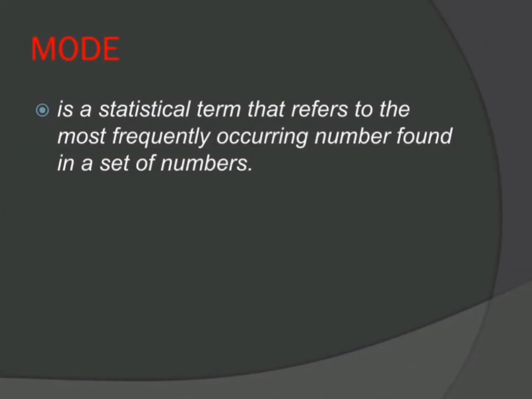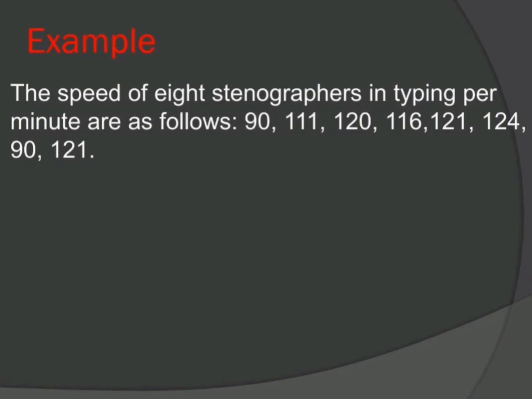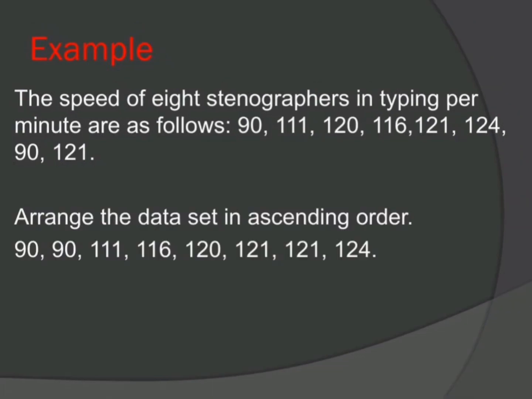Mode. Mode is a statistical term that refers to the most frequently occurring number found in a set of numbers. For example, the speed of 8 stenographers in typing per minute are as follows: 90, 111, 120, 116, 121, 124, 90, and 121. So what I did here is I arranged them in ascending order, so it is easy for me to identify the most frequently occurring number in this data set.